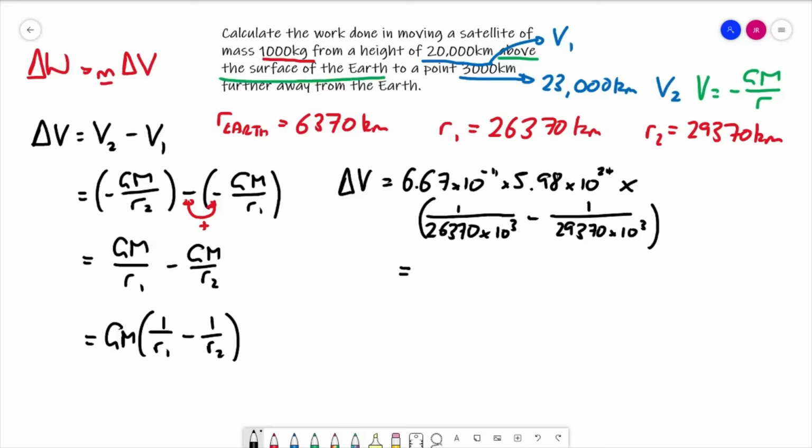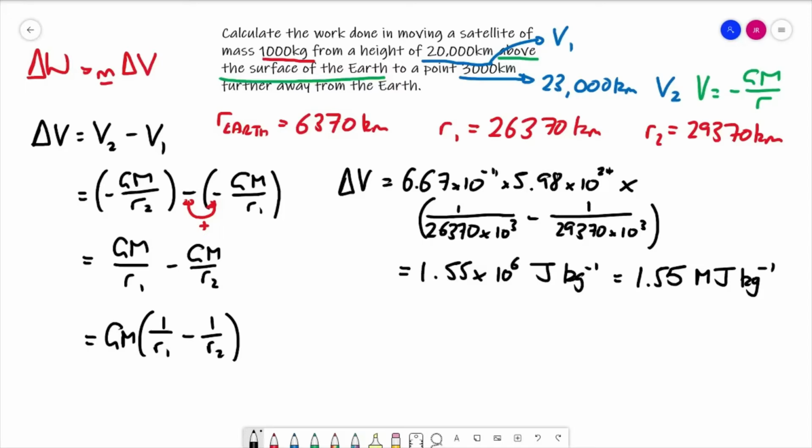Now when we hit equals and translate this value into standard form or SI prefixes, we have 1.55 times 10 to the 6, and obviously that will be joules per kilogram, or I would prefer to write that as 1.55 megajoules per kilogram. Now you'll notice that that is a positive value, and we'll confirm that with a sanity check in just a moment's time.